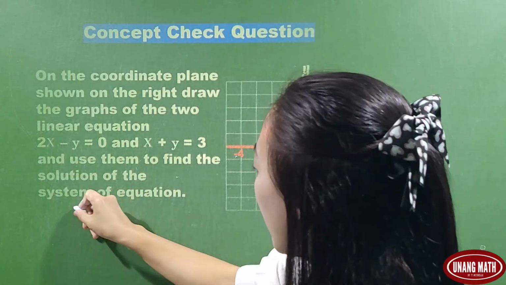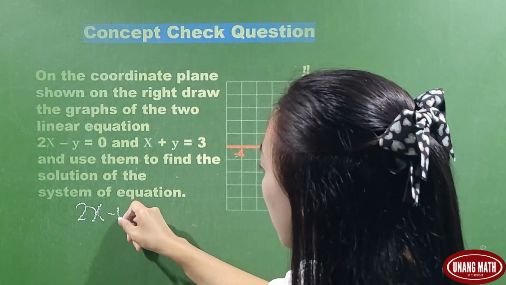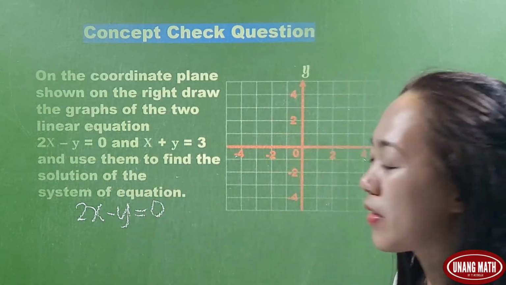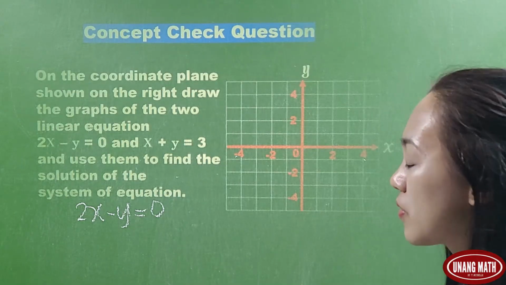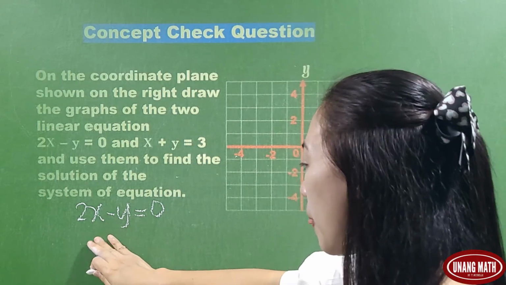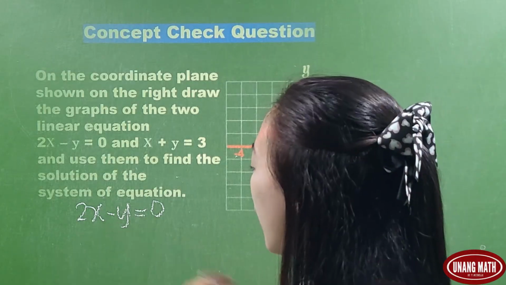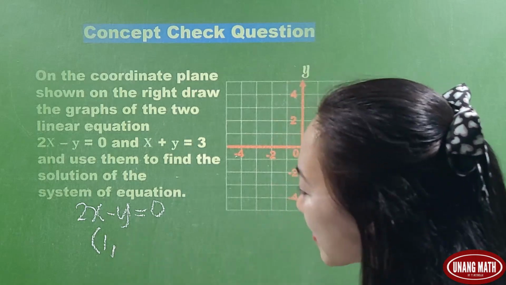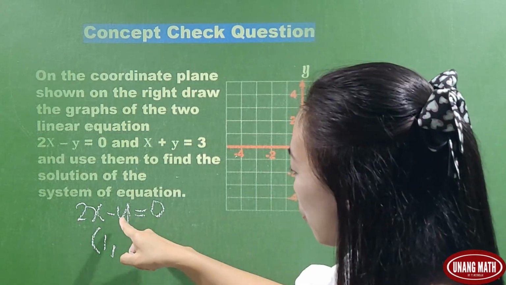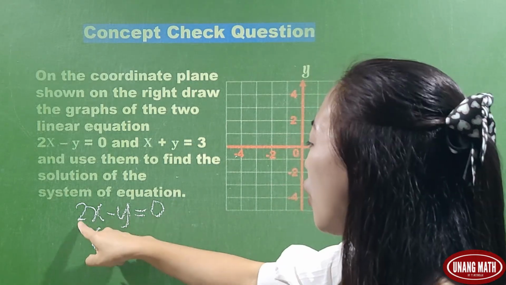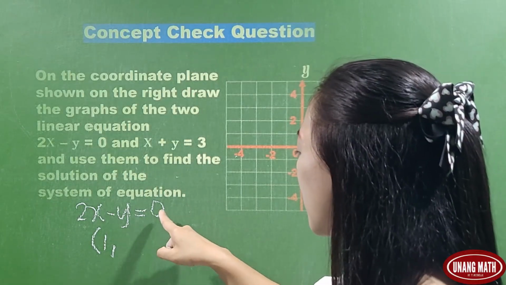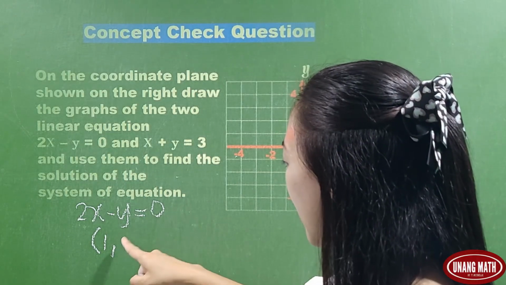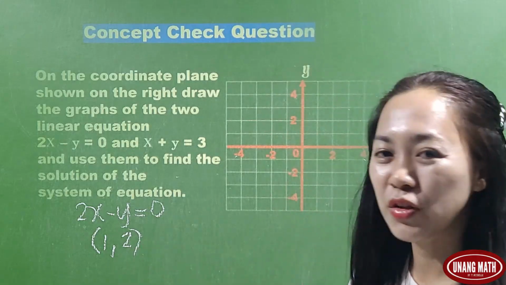Okay, let's start with 2x minus y is equal to 0. We have to know some ordered pairs. So let's say x is 1. So if x is 1, then this is 2 minus y is equal to 0. So negative y is equal to negative 2, then that means y is 2.